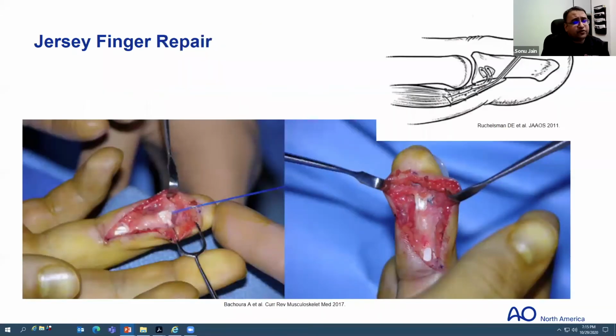And for actual surgical repair of this, historically we use the pull-out button suture technique, where you create interosseous tunnels and suture over the nail plate and try to anchor the distal FDP into the distal phalanx.